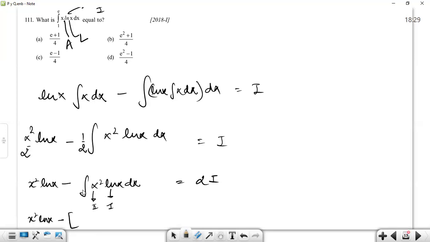So x squared ln x minus integration, sorry, write it in square bracket. So first function as it is, integration of second. So integration of this will be x cubed by 3 minus integration of first function's derivative. So wait, we made a mistake. Here we had to take the derivative of this.